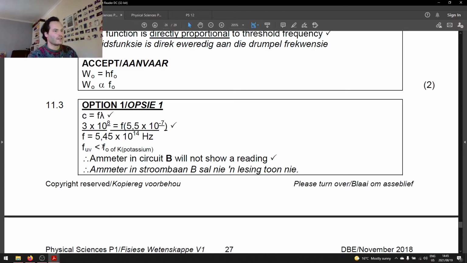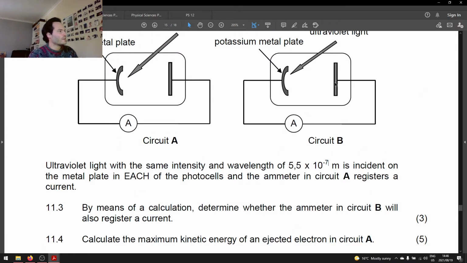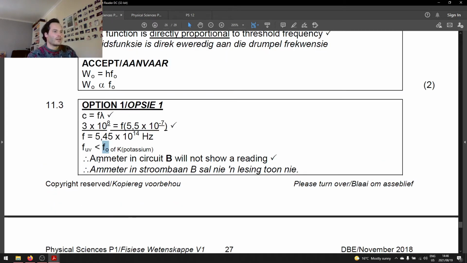Therefore, the frequency of the UV light is less than my threshold or cutoff frequency for potassium. So therefore, no photoelectric effect is going to take place. No electrons are ejected or released from the metal plate. So no electrons jump over to the other electrode. So I'm going to see an ammeter reading of 0. So therefore, the ammeter in circuit B will not show a reading.